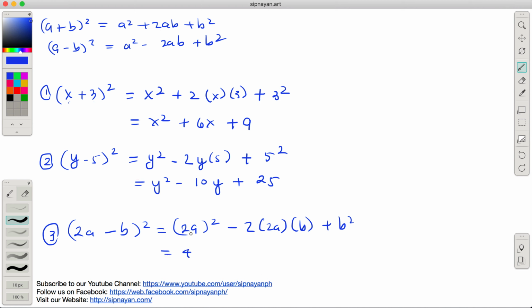What is 2a times 2a? 2a squared means 2a times 2a, di ba? So 2a times 2a is equal to 4, tapos a times a is a squared. So this is 4a squared minus 2 times 2a is 4a times b is 4ab. Then plus b squared. Okay, so last example.